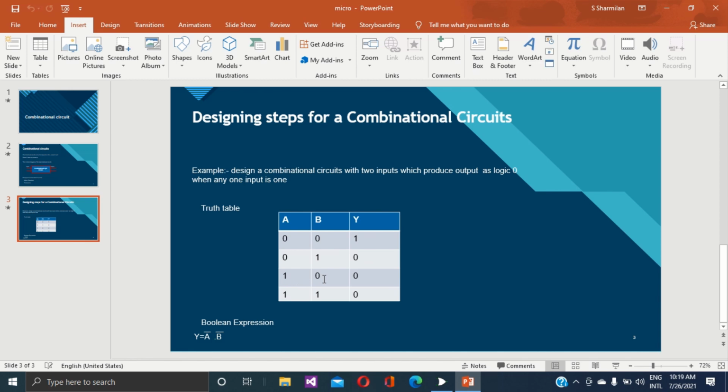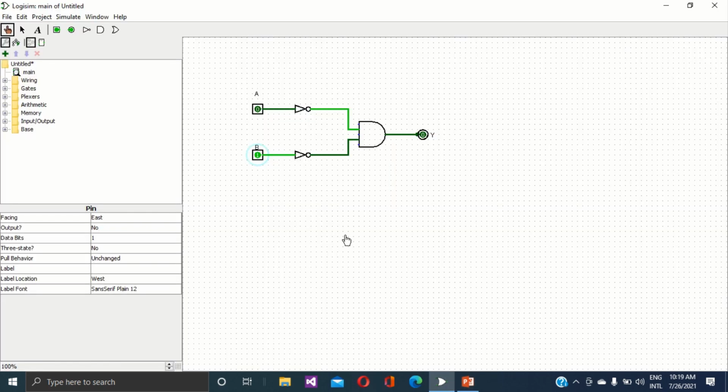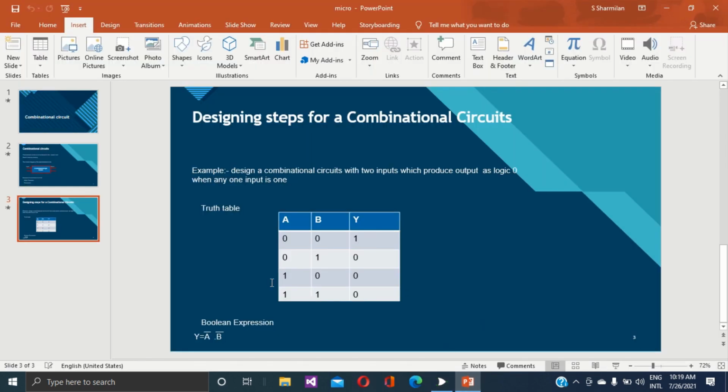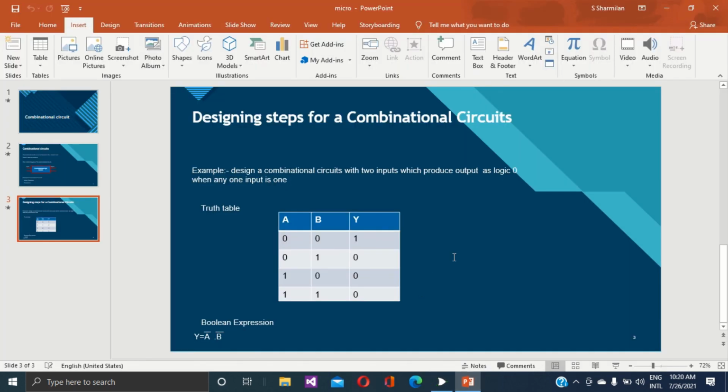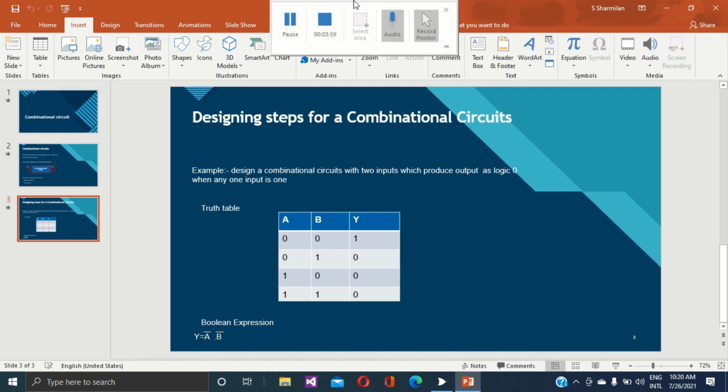Third, a equals 1, b equals 0. Now I am going to set a equals 1, b equals 0. Here my output is not changed. y equals 0. a equals 1, b equals 0, y equals 0. So the third row is correct. Next, a equals 1, b equals 1. Now I am going to set a equals 1, b equals 1. Here my output y equals 0. This is a simple example of a combinational circuit.